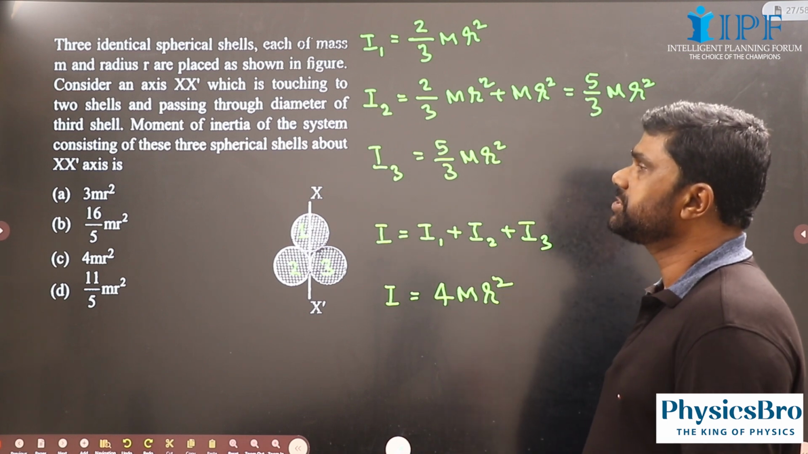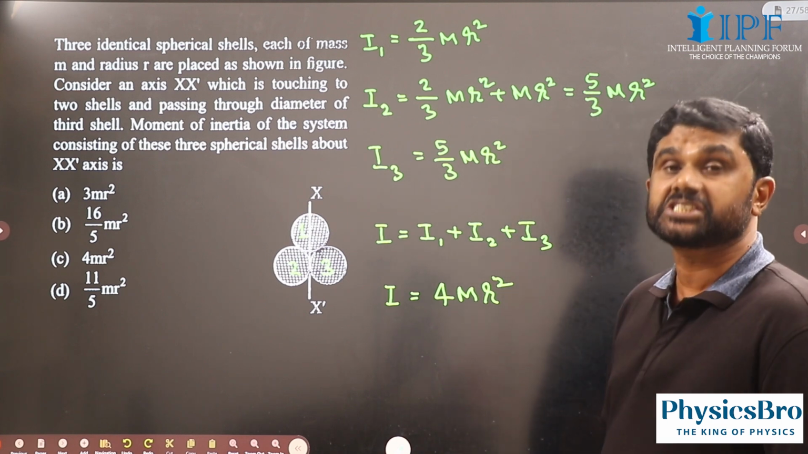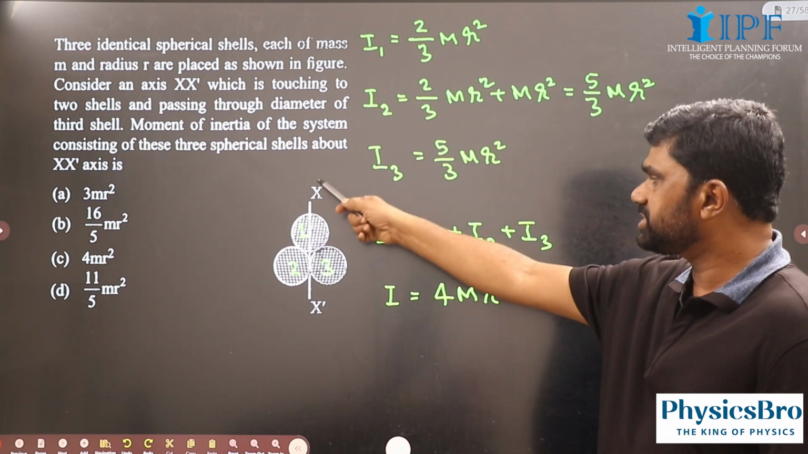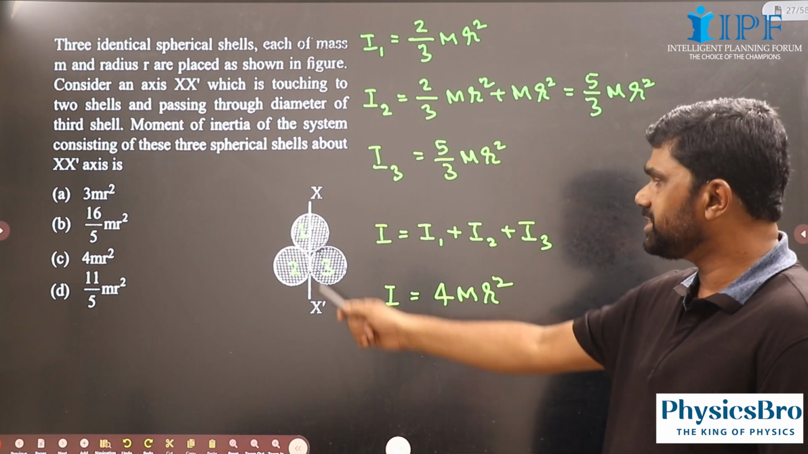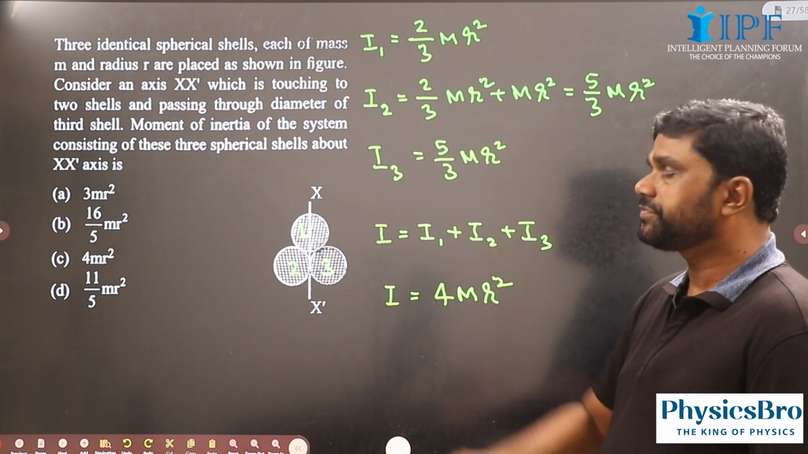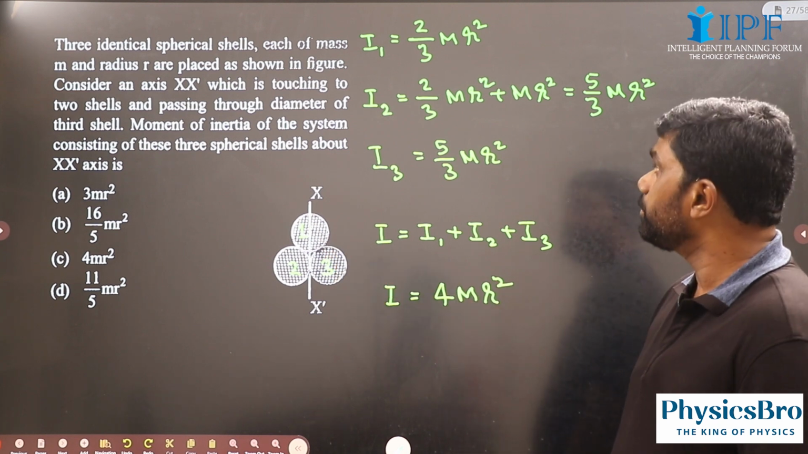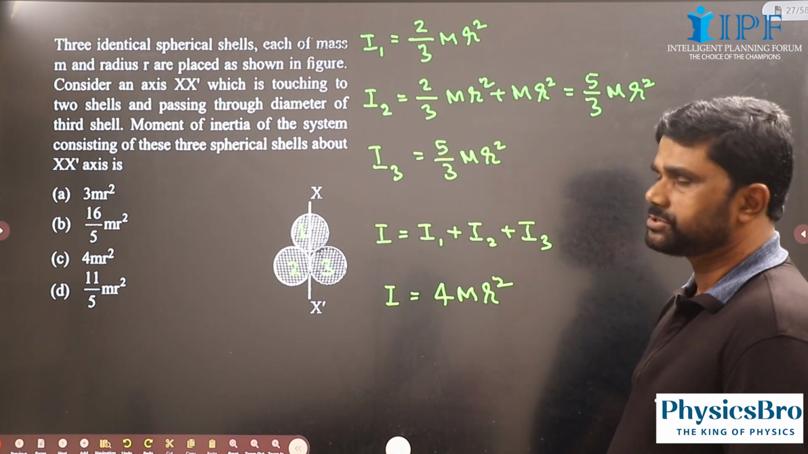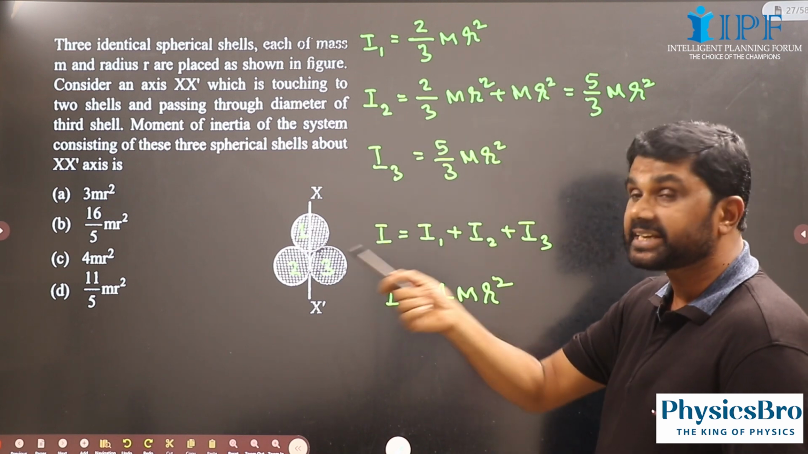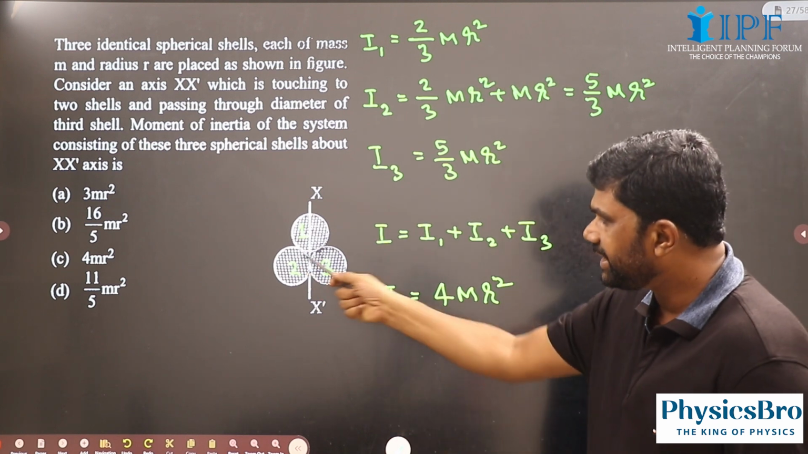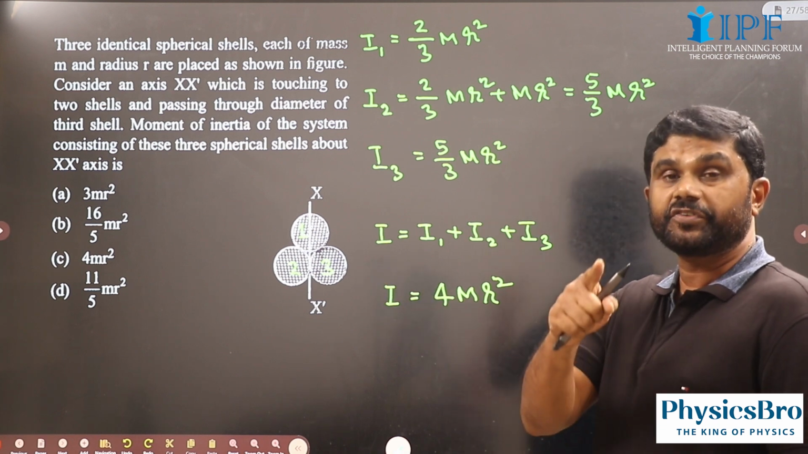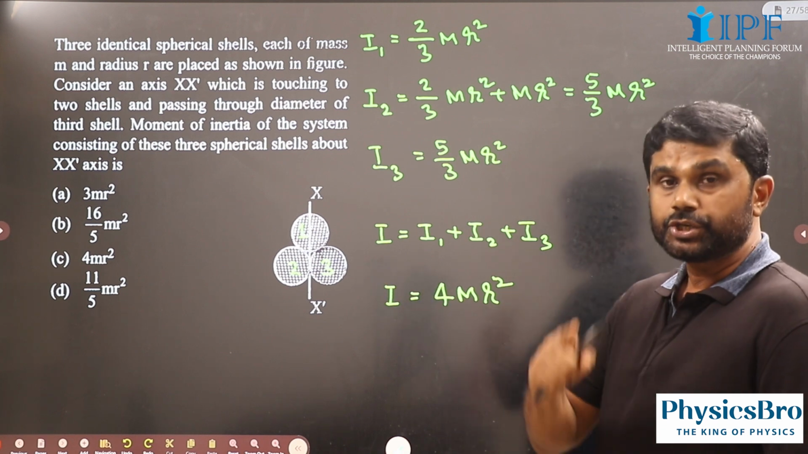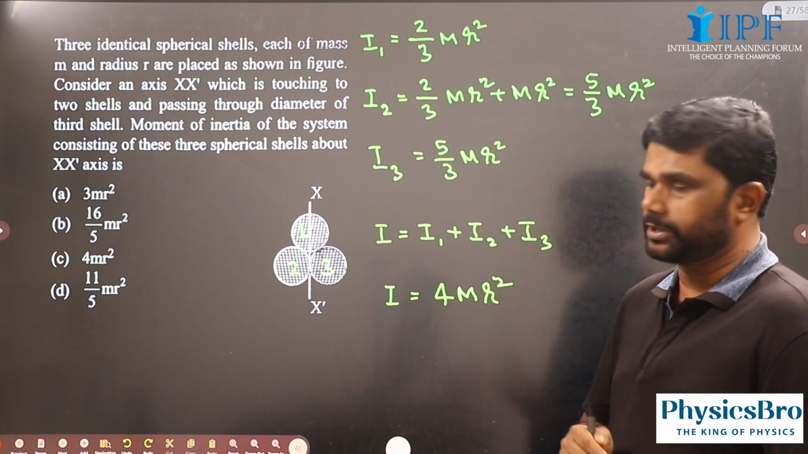Moment of inertia of the system of identical spherical shells. This is the axis. The axis is a diameter of the first shell, so its moment of inertia will be 2/3 mr². And the axis is a tangent of the second and third shell. Moment of inertia about a tangent will be 2/3 mr² plus mr².